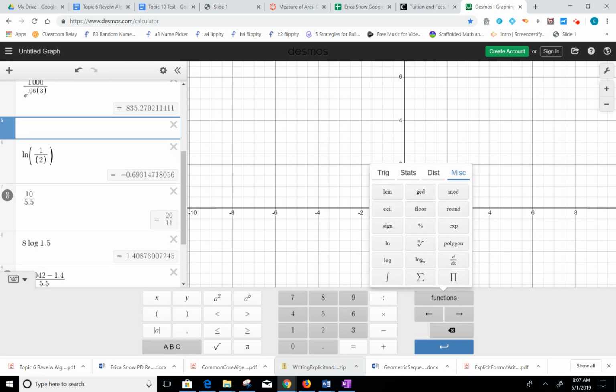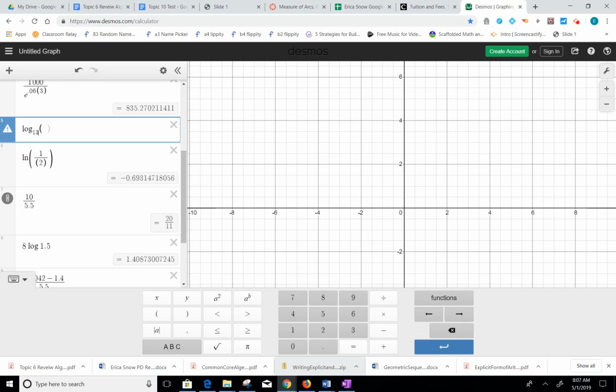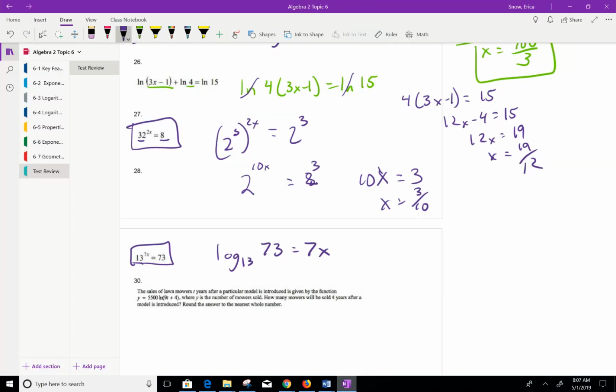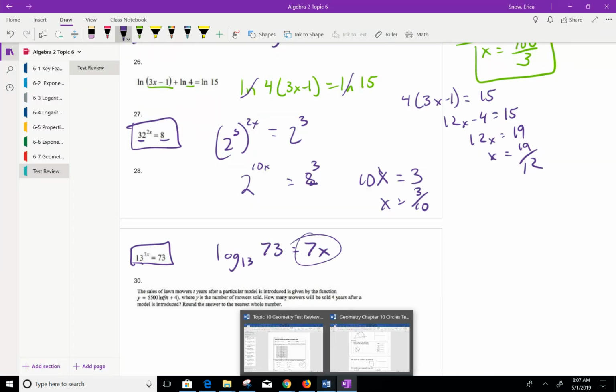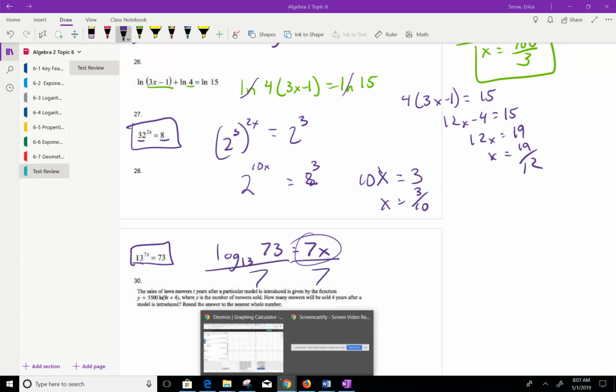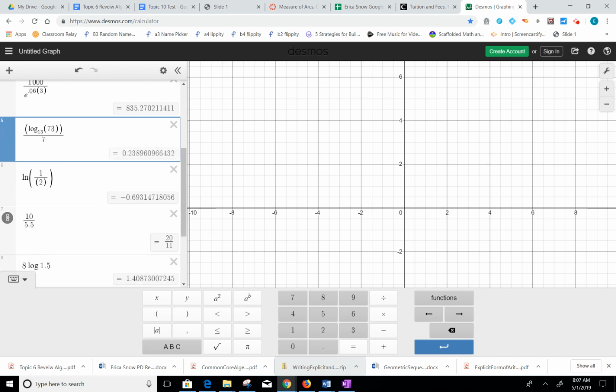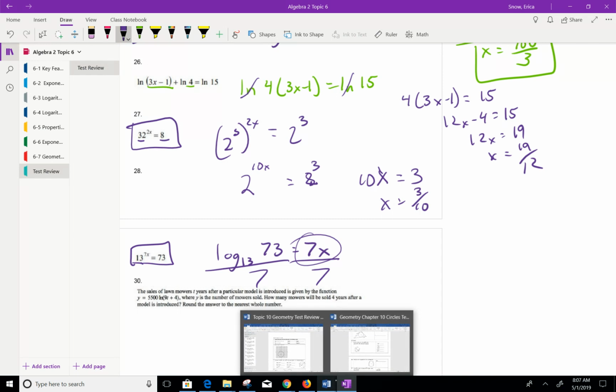I don't know if you guys can see that. So we're at log base 13 of 73. And we get 1.67. And then we're going to divide that by 7. So I'm going to go back here. I'm going to put that whole thing in parentheses because I got to manipulate the Desmos and then put it over 7. So we get 0.239 as our x.